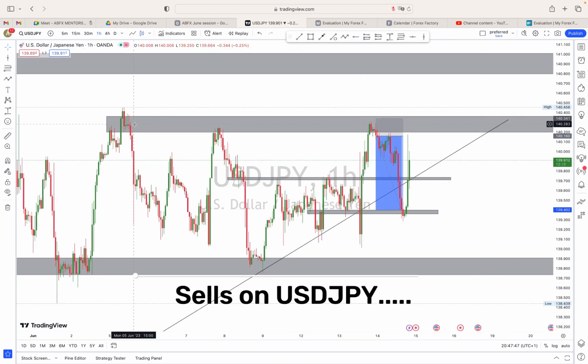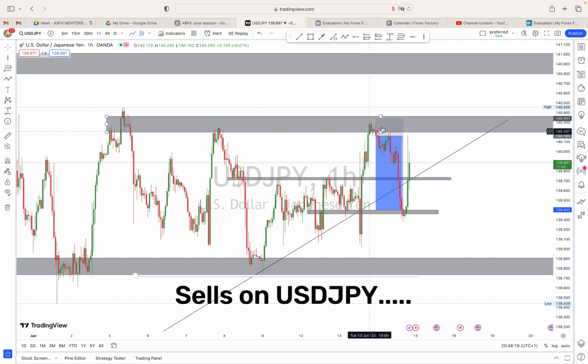This is what happened. Once I got up in the morning, I was doing my analysis on this particular pair, USD JPY, just using technical analysis without any fundamental bias. I saw that price came here on the 5th of June in the morning and failed to go above. It came again around 7th of June and failed to go above. I was expecting price to come to this level so I could go for a sell.